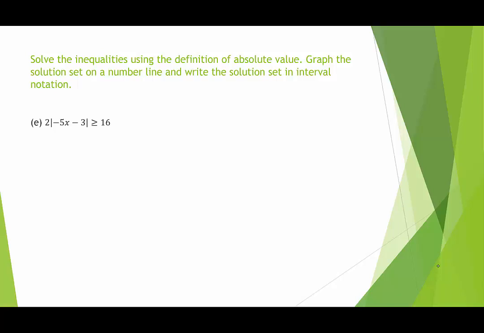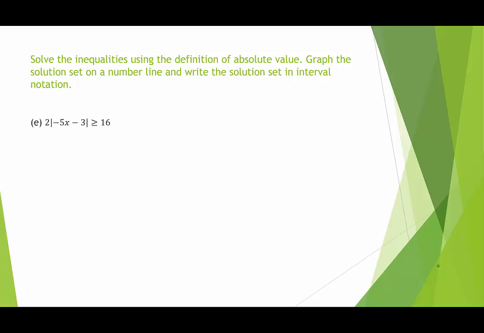This video is a continuation of the previous video of solving absolute value inequalities. Now, in these examples, we're going to see a little more complex work to do. So, for example, we need to make sure the absolute value is isolated on the left-hand side in order to determine whether we're dealing with a disjunction or a conjunction.